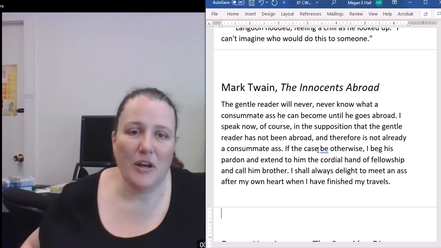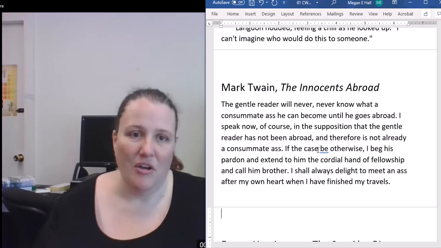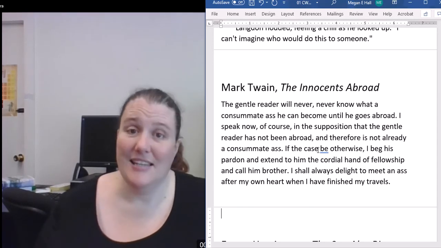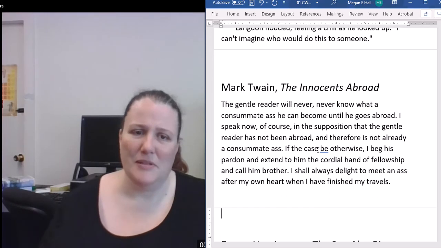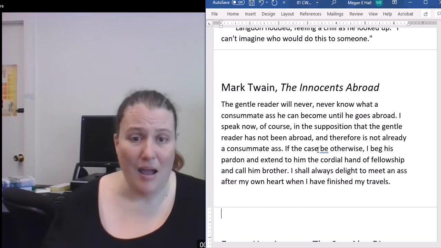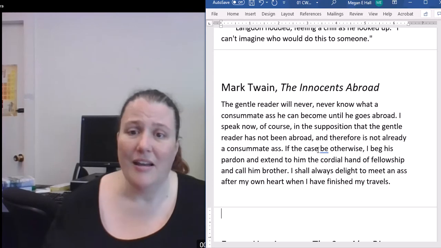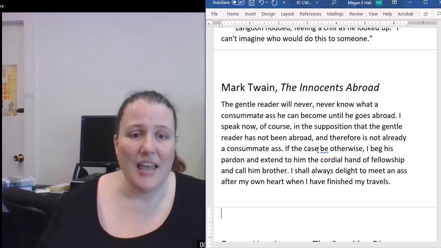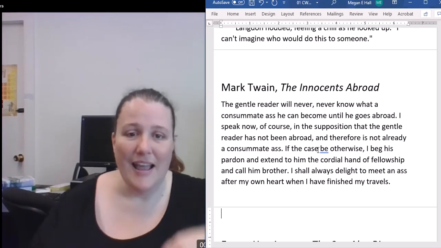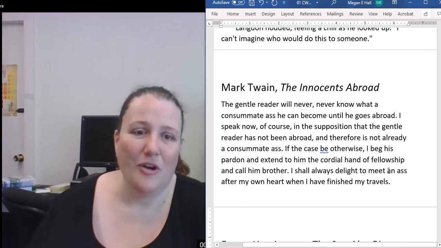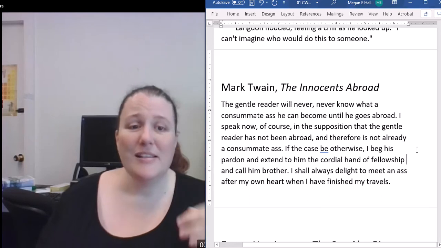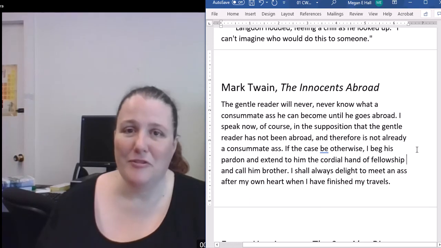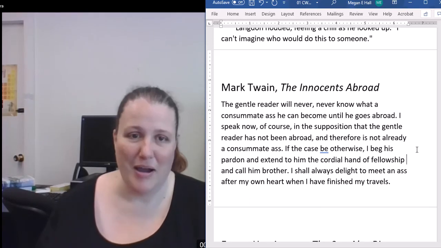The gentle reader will never know what a consummate ass he can become until he goes abroad. I speak now, of course, in the supposition that the gentle reader has not been abroad and therefore is not already a consummate ass. If the case be otherwise, I beg his pardon and extend him the cordial hand of fellowship, and call him a brother, for I shall always delight to meet an ass after my own heart when I have finished my travels.